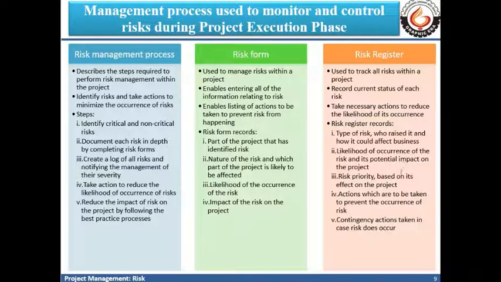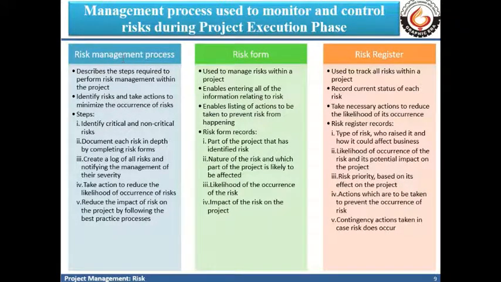Now after the planning phase, the third phase is the execution phase in a project management life cycle. There is a management process used to monitor and control risk during the project execution phase also. Basically there are three tools or techniques which are used. First is the risk management process. It describes the steps required to perform risk management within a particular project. For this, we identify the different risks and take actions to minimize them so that the risks can be prevented.